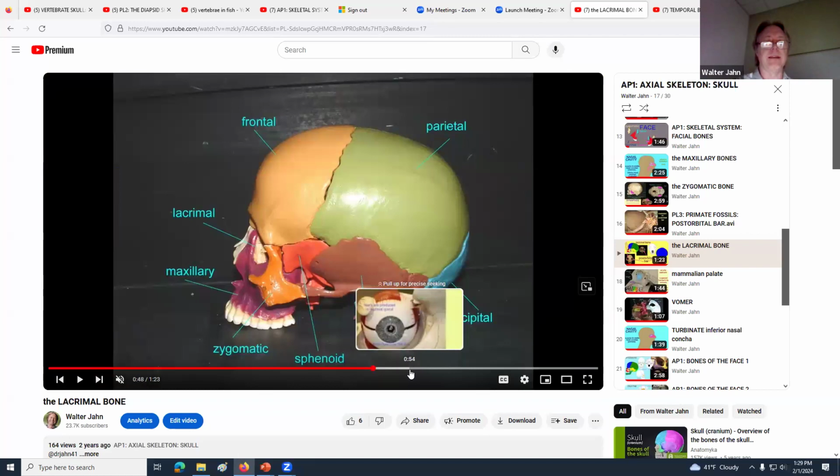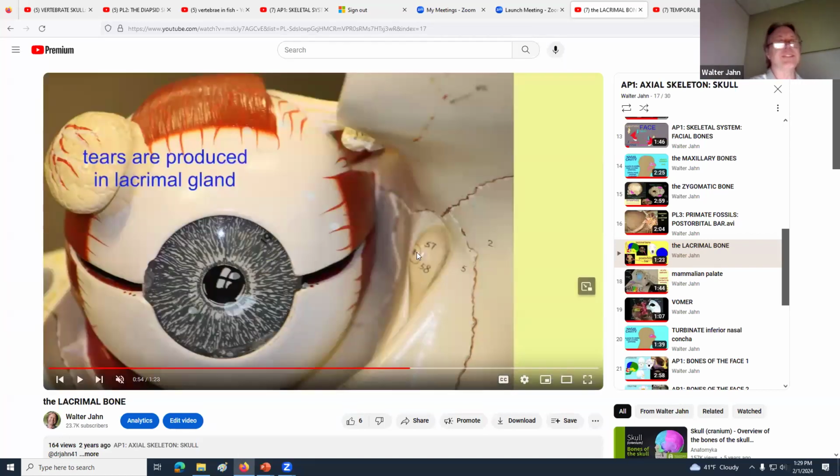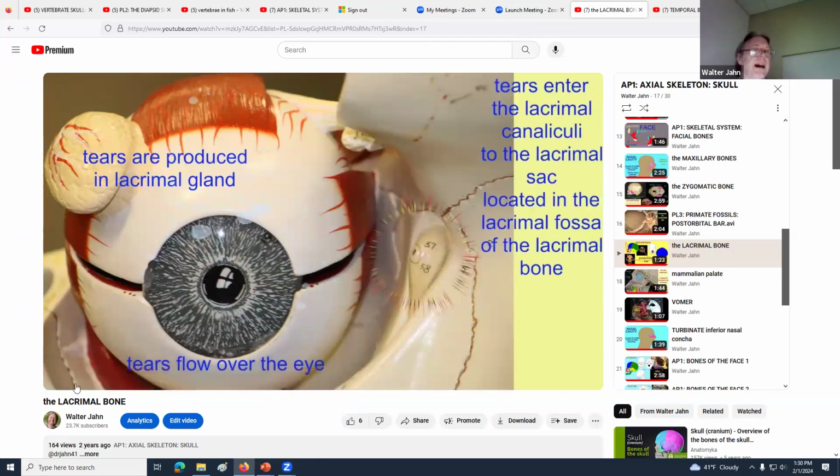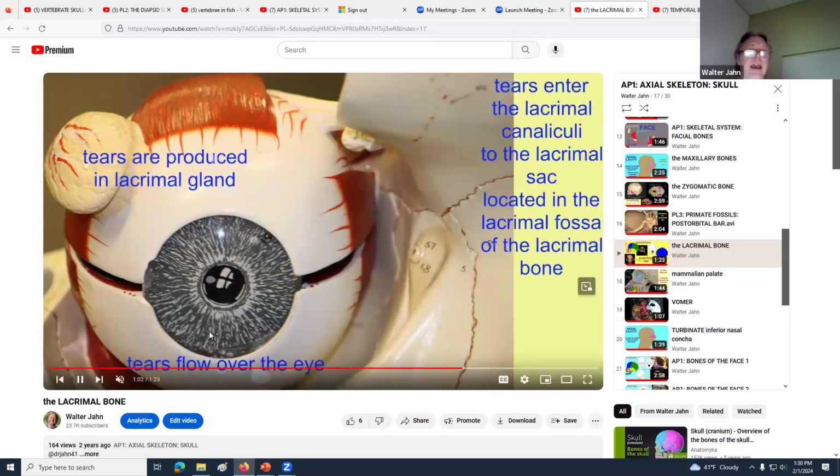And it has a hole in it. Why? Well, because your eyes have a gland on their superior lateral side that makes tears. And this then goes over the eye to clean it and lubricate it. And then it goes into a little hole that drains into a sac into the nasal cavity.